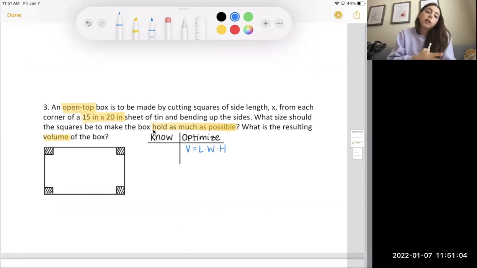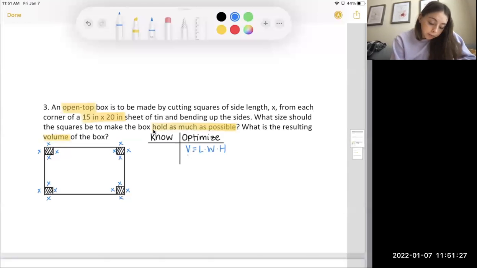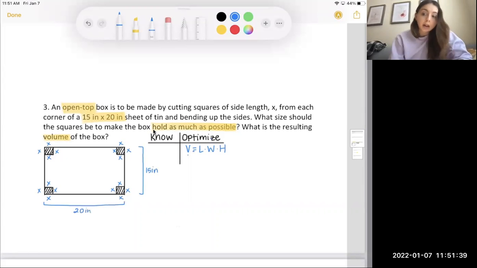Now let's go back to our diagram and label what we know. So we know that the squares have the side length X and it's a square, so all the side lengths are the same. So all these side lengths on the squares are X. And then we also know it's a 15 by 20-inch piece of tin. So I'm going to go ahead and label the width as 15 inches and then the length as 20 inches.